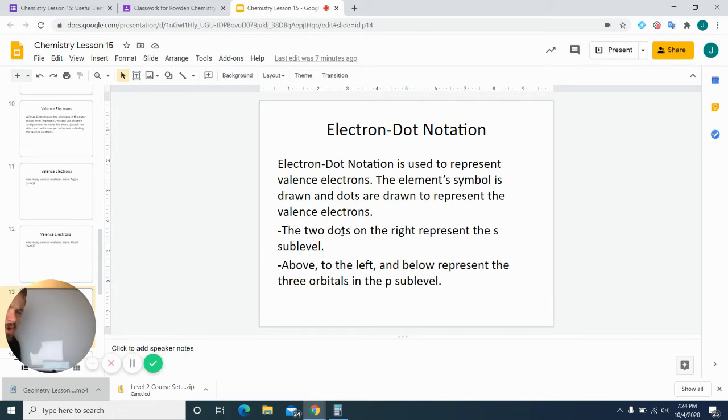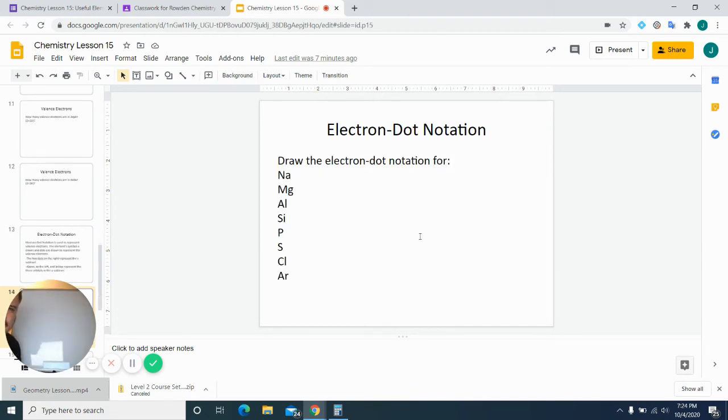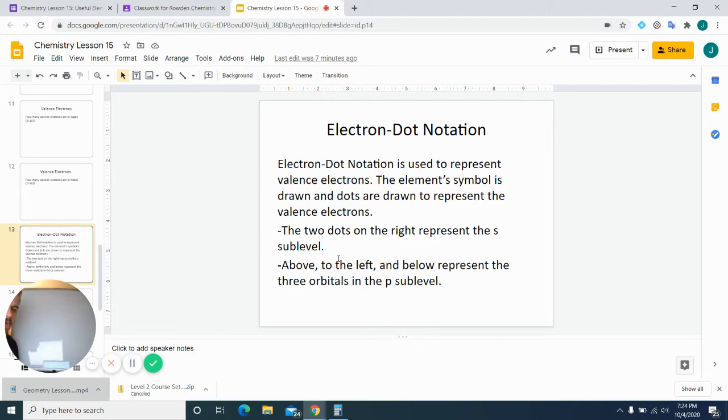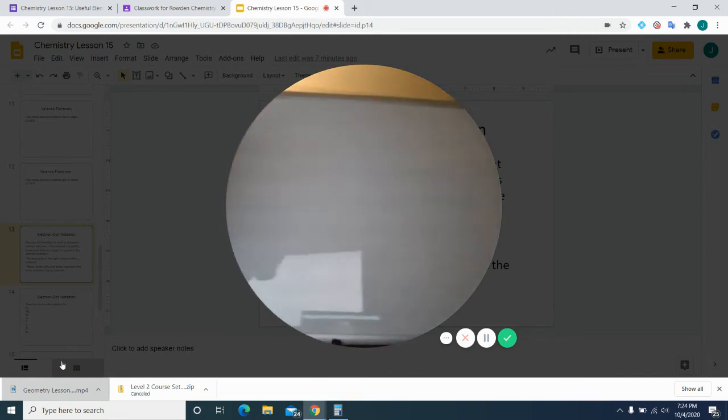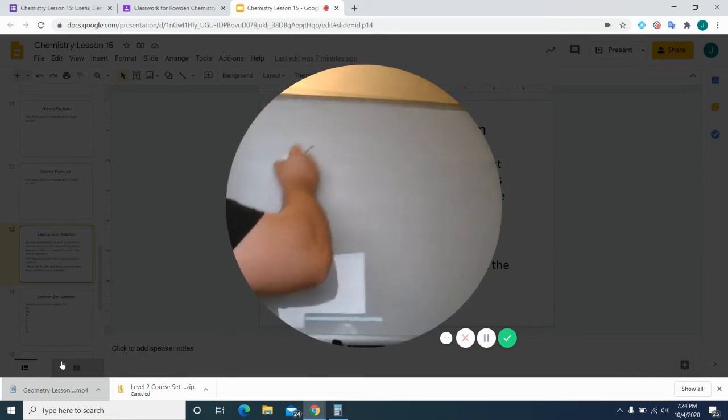The first 2 dots will always go on the right because they're the S sublevel. And then after that, above, left, and bottom are representing the P. So we're going to have a system in which we do this. The way you do electron dot notation, I would take this and write this down somewhere. You're going to put the symbol here. So let's say X will be the symbol.